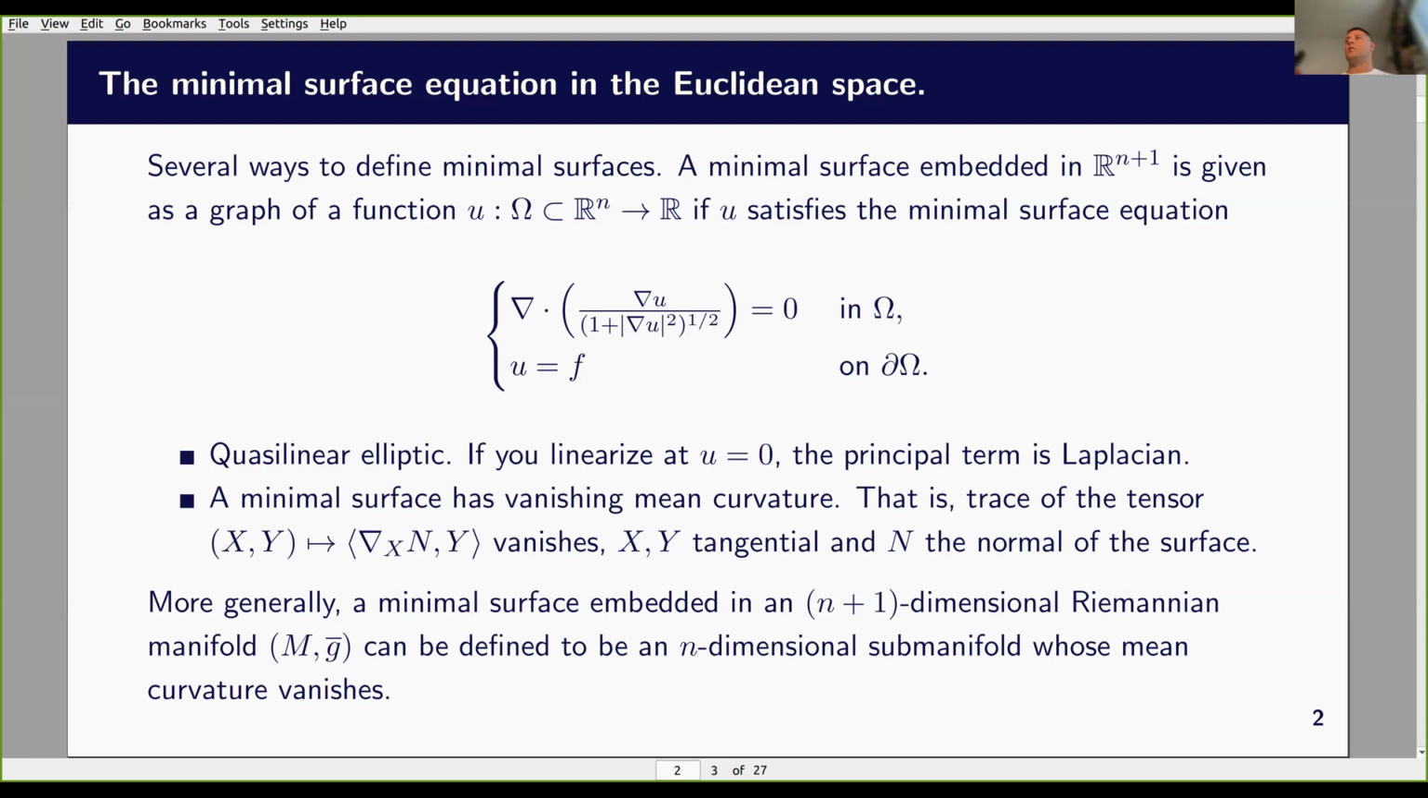For those of you for whom this notation makes sense, it's the trace of this tensor, the inner product of the covariant derivative in direction X of the normal vector field N, with Y. The trace of this should vanish. Here X and Y are tangent and N is normal to the surface. If you don't know what this notation means, don't worry. More generally, a minimal surface embedded in an (n+1)-dimensional Riemannian manifold (M, g bar) can be defined to be an n-dimensional submanifold whose mean curvature vanishes.